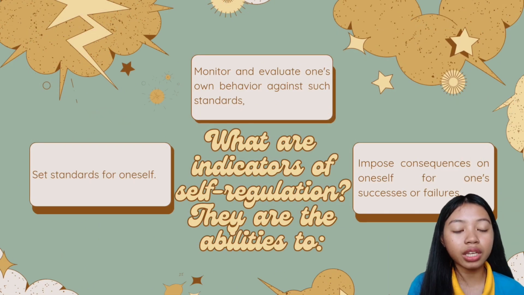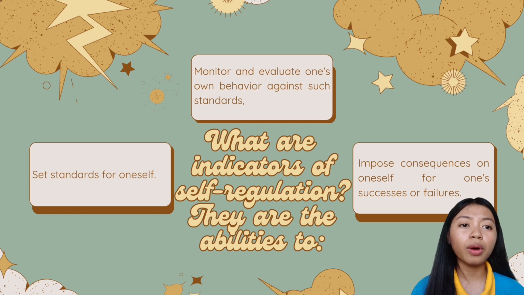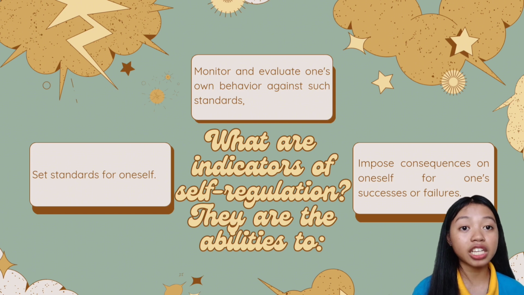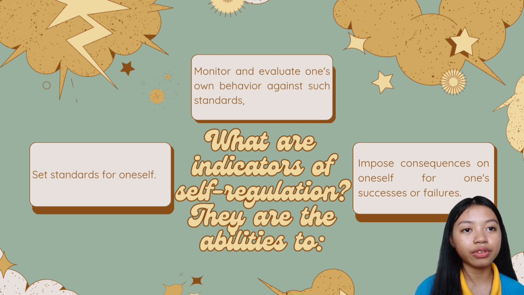So let's go to the indicators of self-regulation. So what are the indicators of self-regulation? They are the abilities to set standards for oneself. You are the one who makes the standard for yourself that meets your expectations. The second one is to monitor and evaluate one's own behavior against such standards. You are the one who evaluates yourself in implementing the standards that you set for yourself.